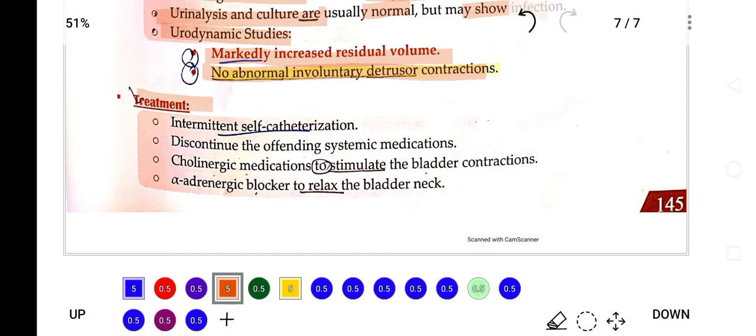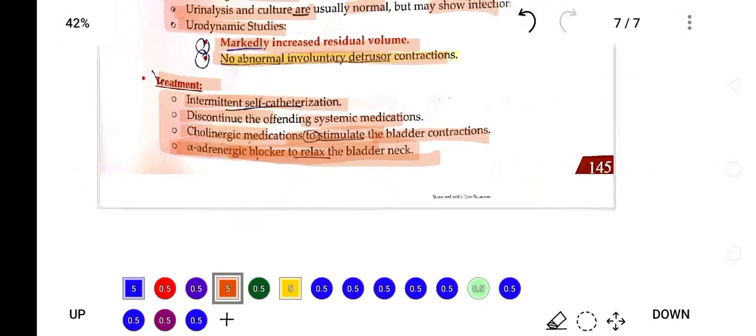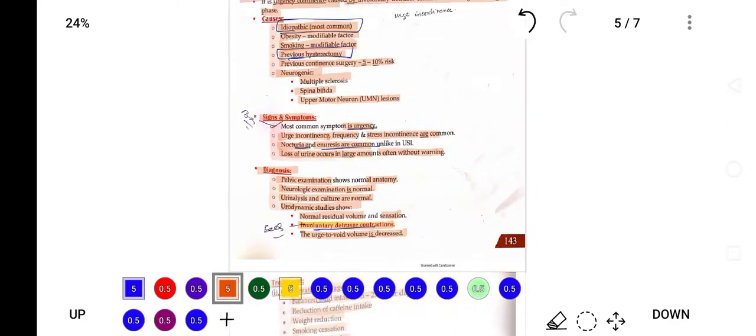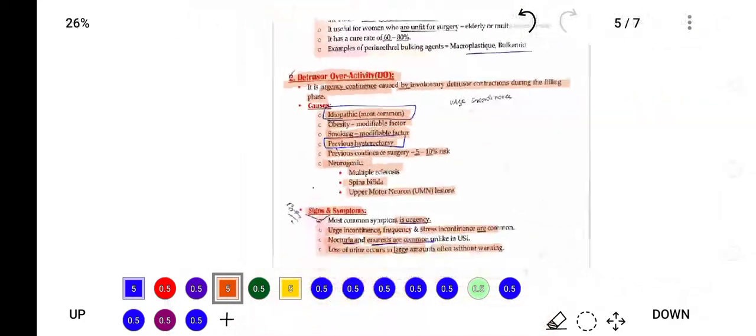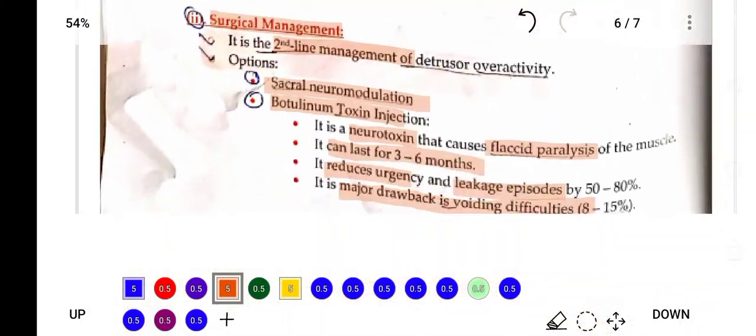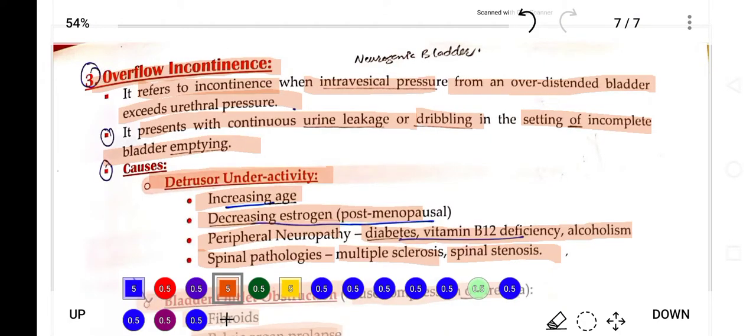So how can one treat? Treatment requires intermittent self-catheterization, discontinuing the offending systemic medications, cholinergic medications to stimulate bladder contraction, and alpha adrenergic blockade to relax the urinary bladder neck can help in this condition. So this was our overflow incontinence, in which the urinary bladder becomes filled with urine, and we treat this condition by certain medications and surgical operations.